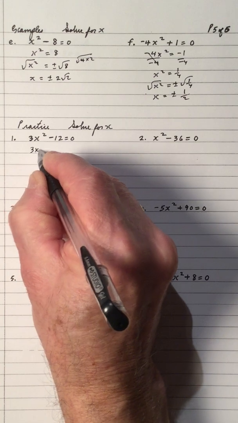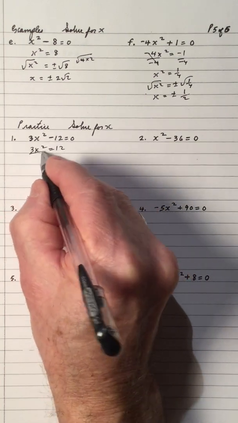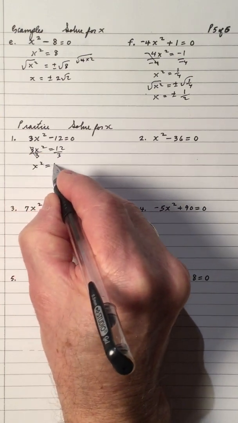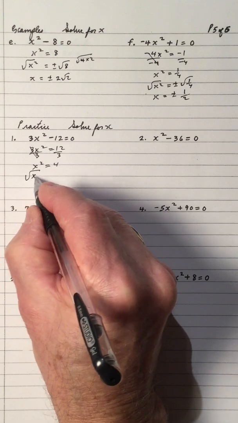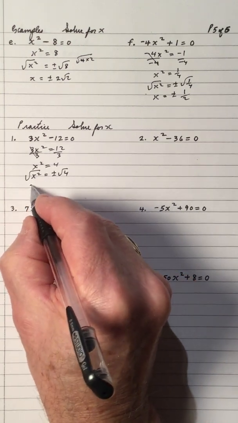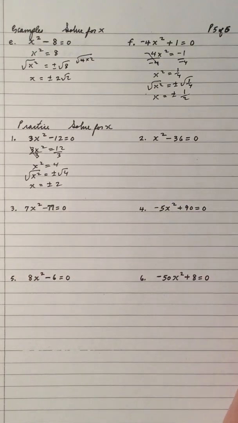So 3x squared equals 12. Negative move over, we go plus. Divide by 3. 3's cancel. X squared equals 4. The square root of x squared equals plus minus the square root of 4. Square root of x squared is x. And plus minus the square root of 4 is 2.